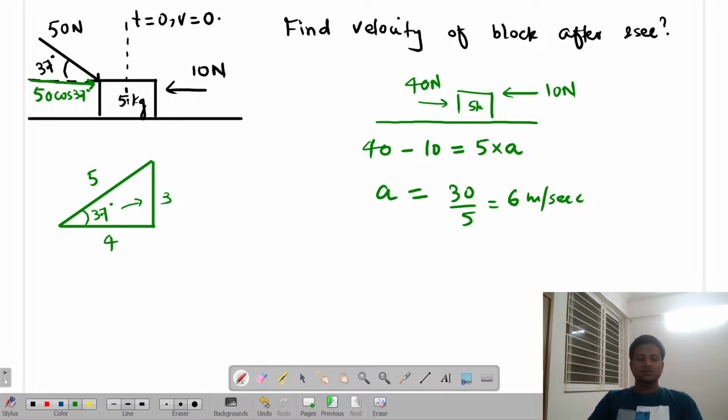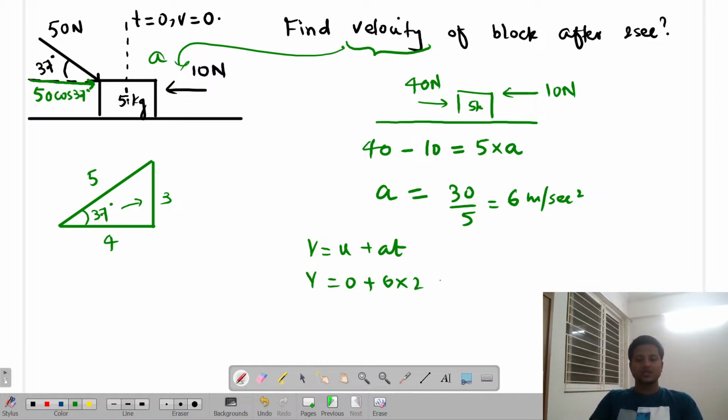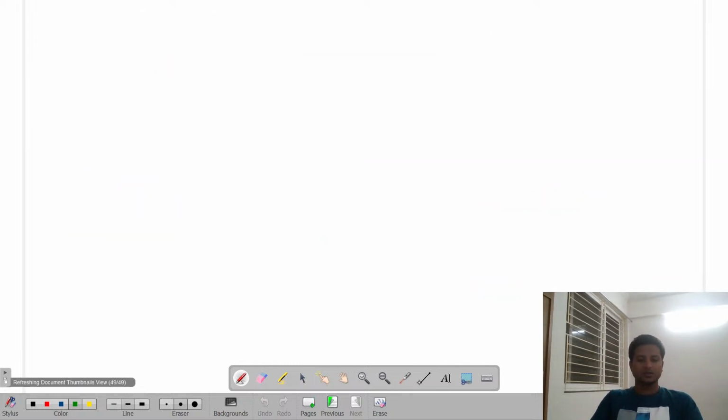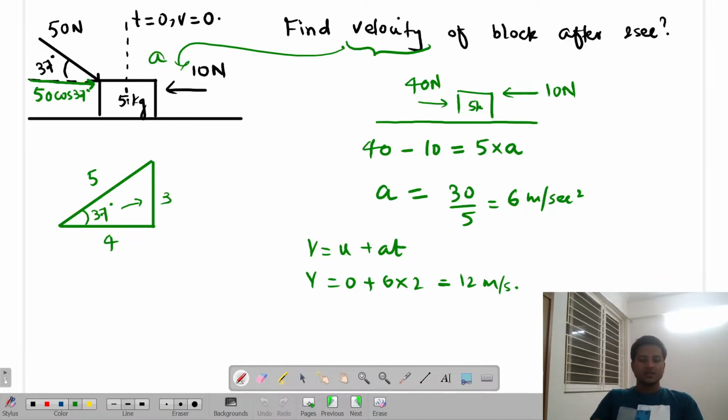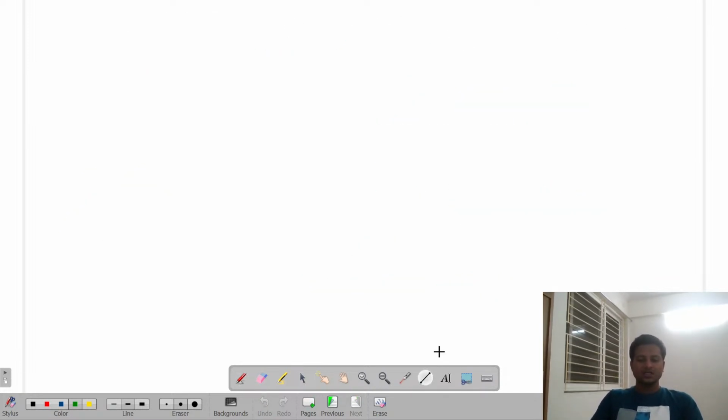Now, you know I was required to find velocity. So the direct relation of the velocity will come from acceleration. So how? Because I can apply v is equal to u plus at. So initial velocity was 0, acceleration is 6 into time 2. So this is how much? 12 meter per second. Correct. Is this clear or not?